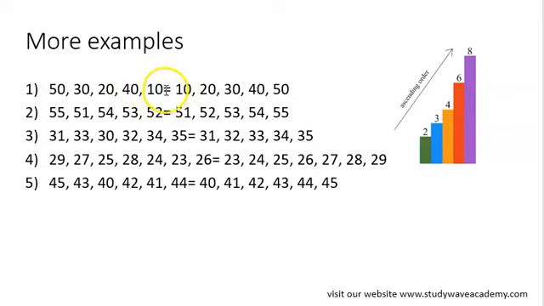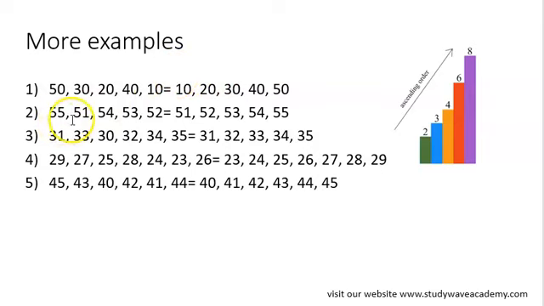Number 10 is the smallest. Then the next is number 20. After number 20 is what? Number 30. After number 30 is what? Number 40. And the next is number 50. Okay, so we're going to write it down. Number 10, number 20, number 30, number 40, number 50. From the smallest to the biggest. Okay, we're going to move on to the next one.